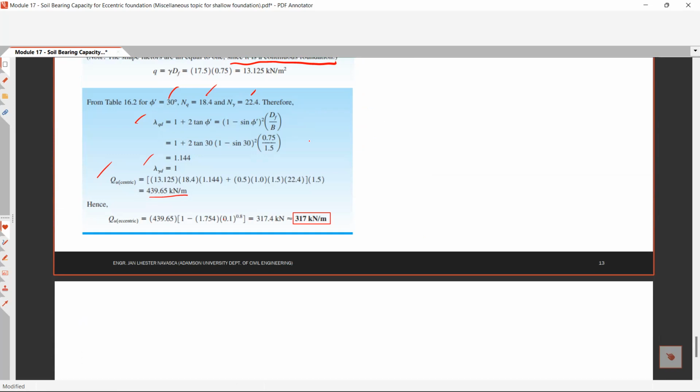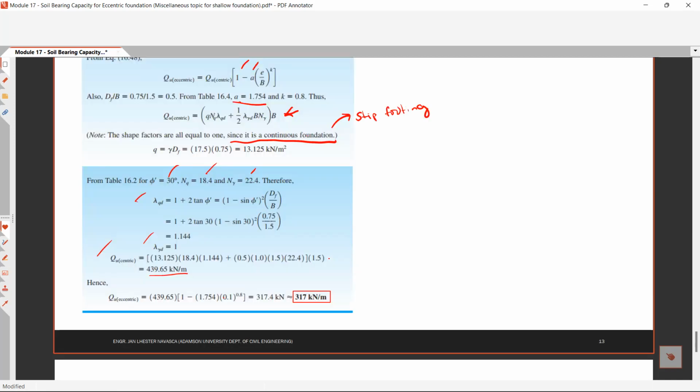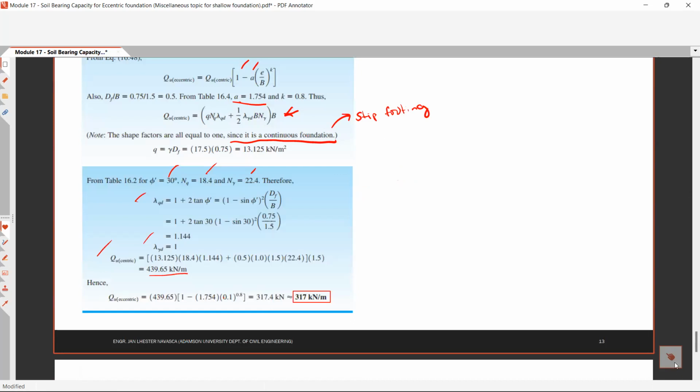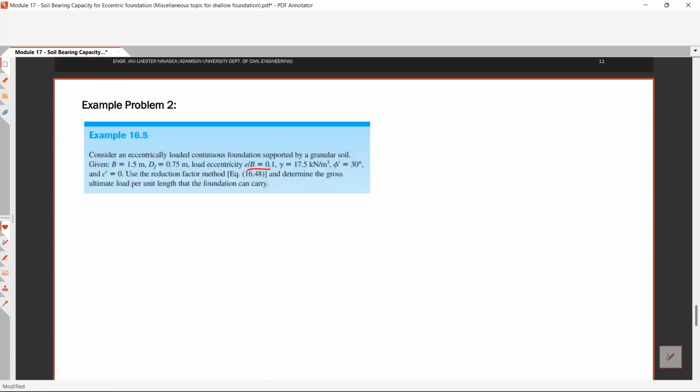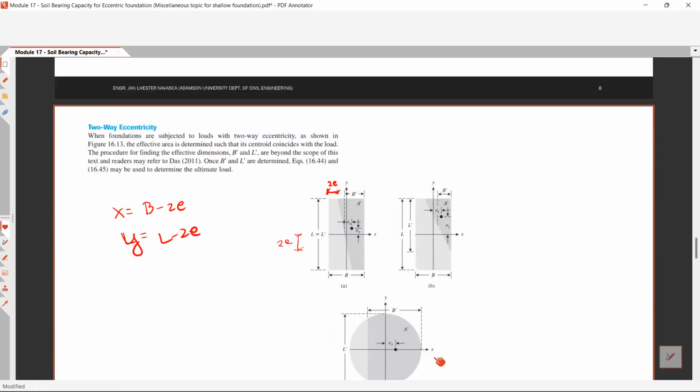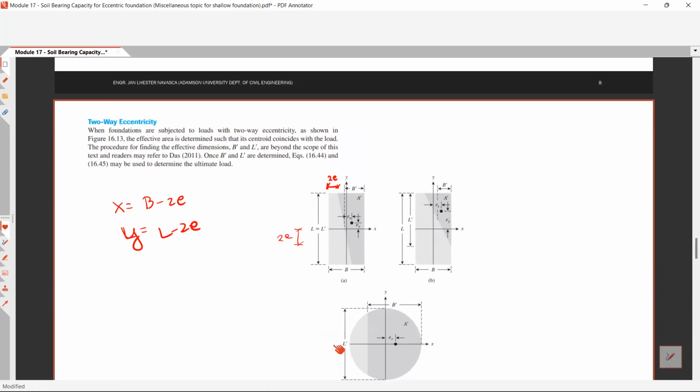So this is how you solve for the eccentric foundation for one-way eccentricity. So maybe next meeting, I can find an example problem for two-way eccentricity. Hindi ko mahanap kasi kung saan yung example problem for the two-way eccentricity, but maybe next meeting, I can provide it.